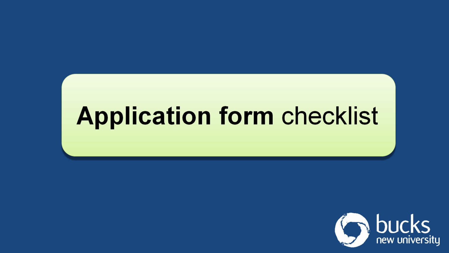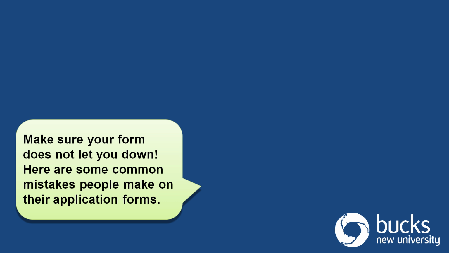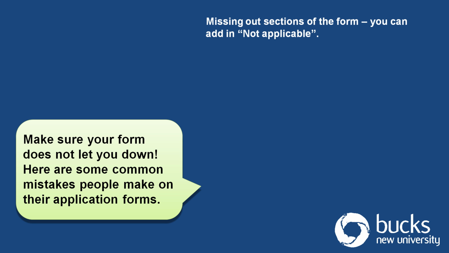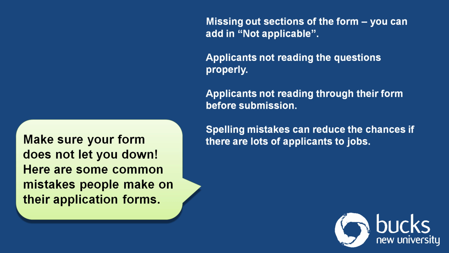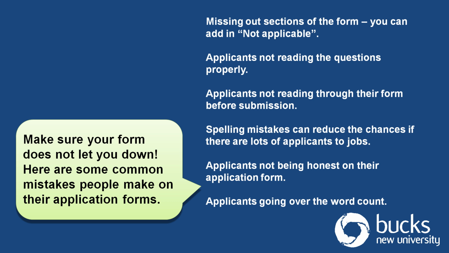Application form checklist. Make sure your form does not let you down. Here are some common mistakes people make on their application forms. Missing out sections of the form. You can add in not applicable. Applicants not reading the questions properly. Applicants not reading through their form before submission. Spelling mistakes can reduce the chances if there are lots of applicants to jobs. Applicants not being honest on their application form. Applicants going over the word count.